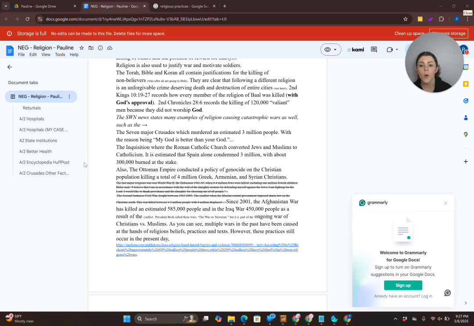The Torah, Bible, and Quran all contain justifications for the killing of non-believers. They are clear that following a different religion is an unforgivable crime deserving death and destruction of entire cities. 2 Kings 10:19-27 records how every member of the religion of Baal was killed with God's approval. 2 Chronicles 28:6 records the killing of 120,000 valiant men because they did not worship God.